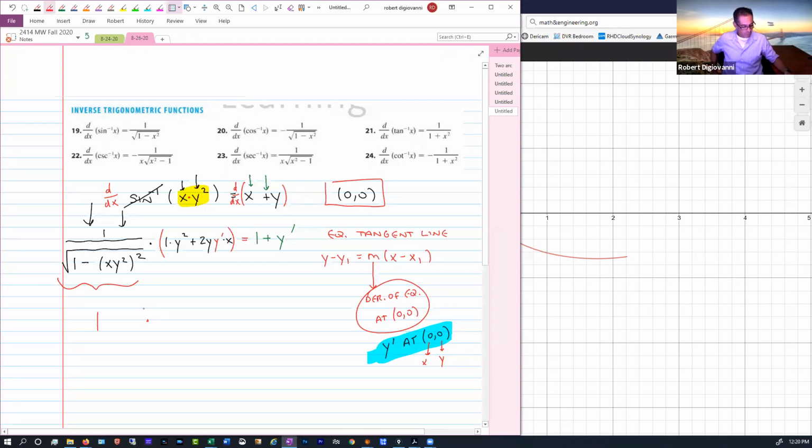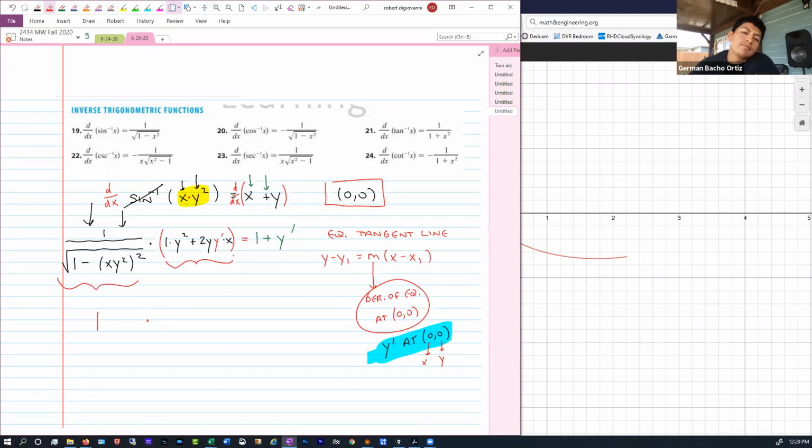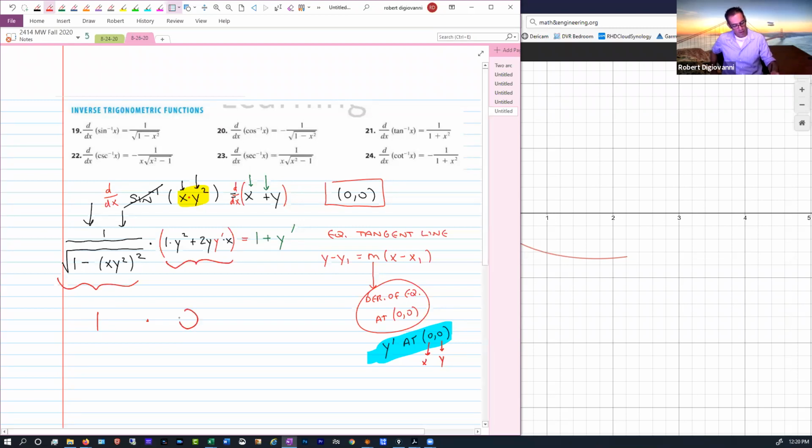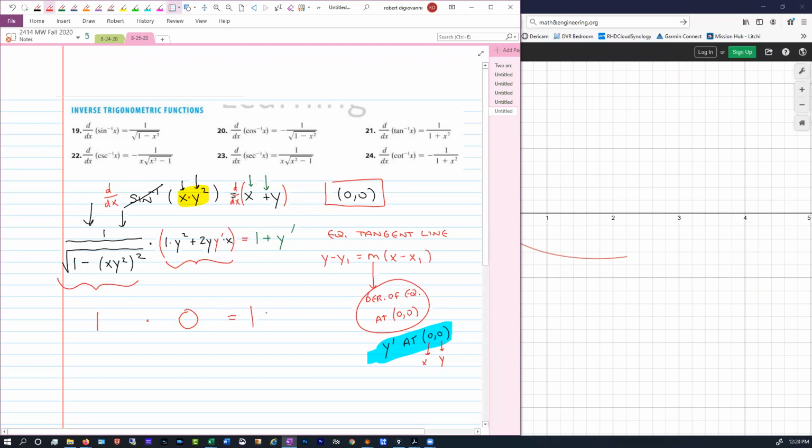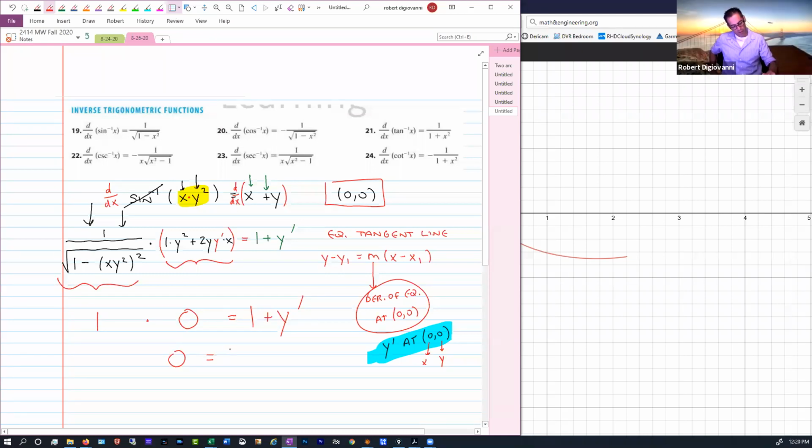Times, what does all this become? 2, 1, all 0. Y prime, that's all prime. It's going to be 0, right? No, the y prime gets killed because x and y next to it are 0. So everything there gets killed, doesn't it? Yeah. So you just get 0 equals 1 plus y prime. So you have 0 equals, because those are multiplied on the right side, that.